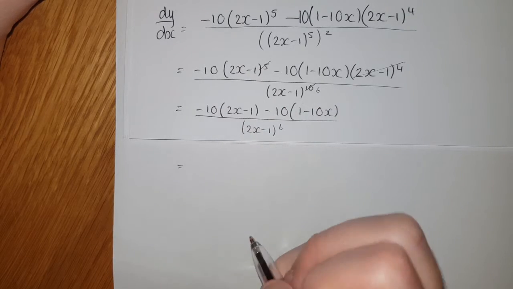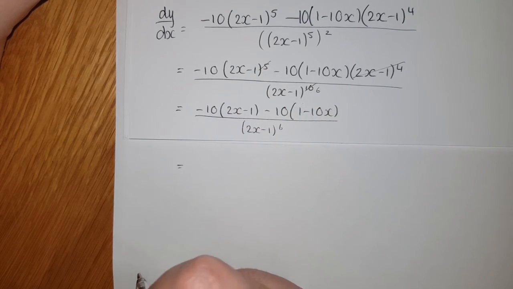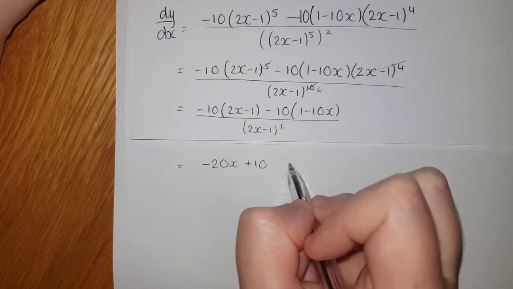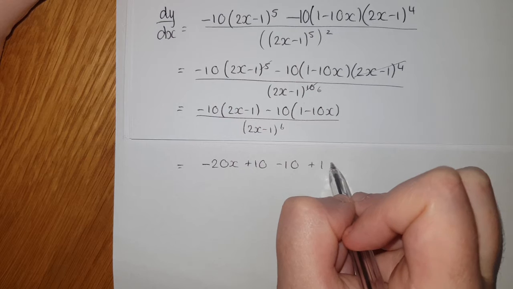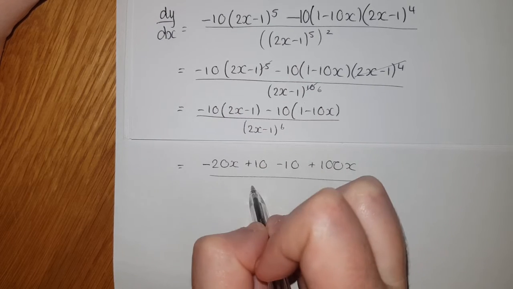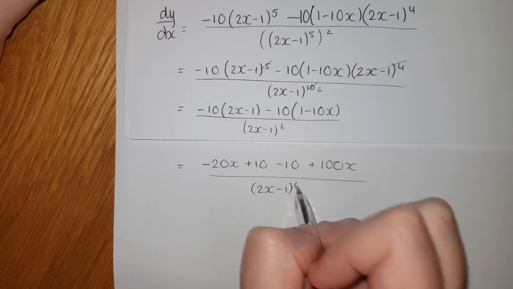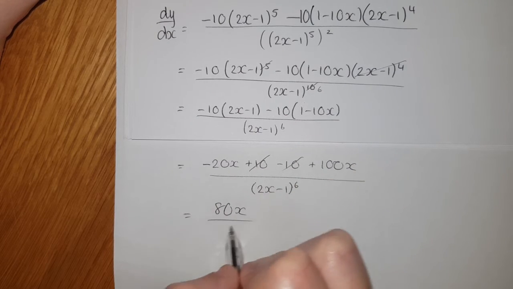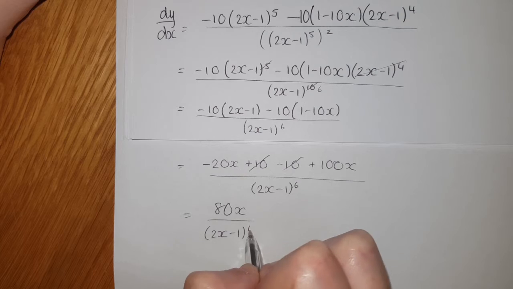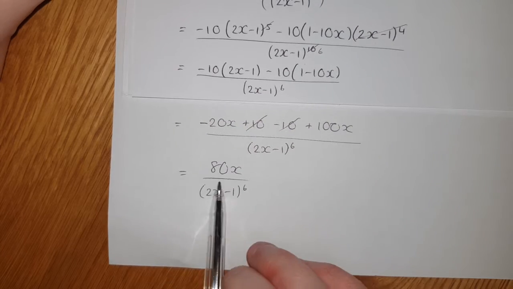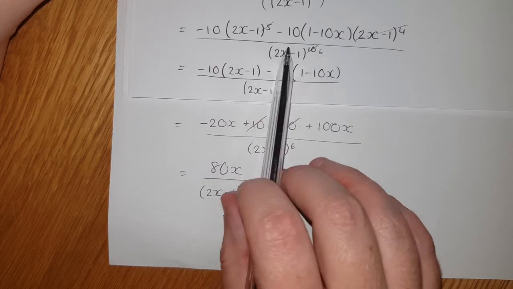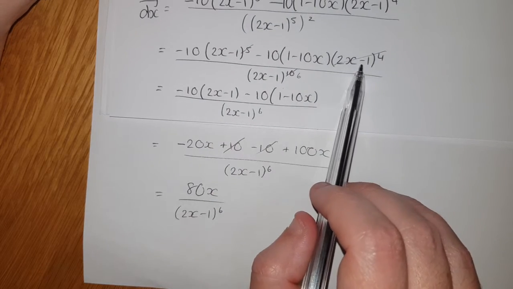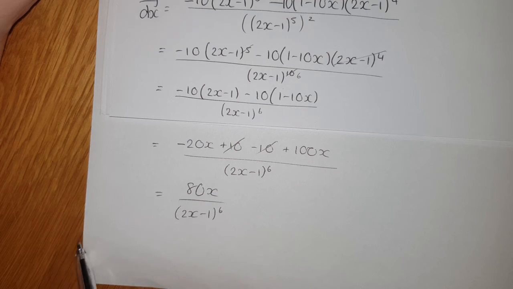Now, the top of that you can then expand out and make look much neater. So I get minus 20x plus 10 minus 10 plus 100x over 2x minus 1 to the 6. They're going to cancel each other out. You end up with 80x over 2x minus 1 to the power of 6. So that is obviously much nicer than leaving it in this sort of horrendous format. Just remember, all we've taken out is 4 lots of that same bracket out of every term.